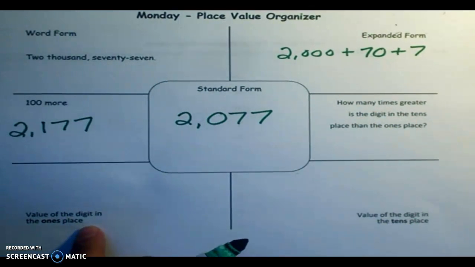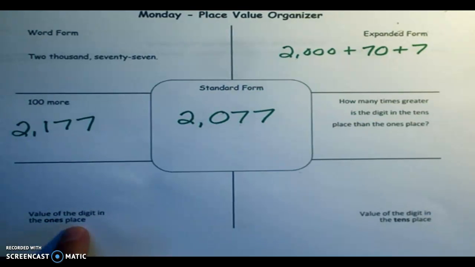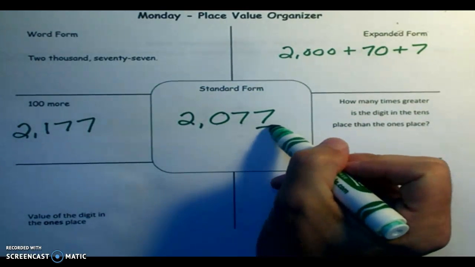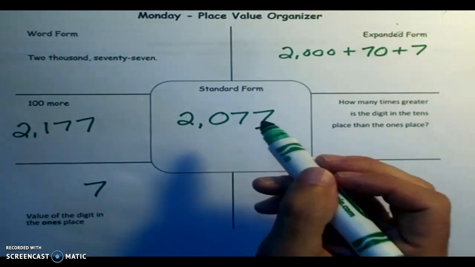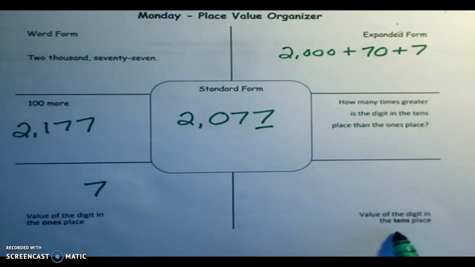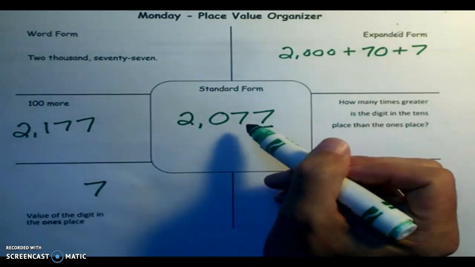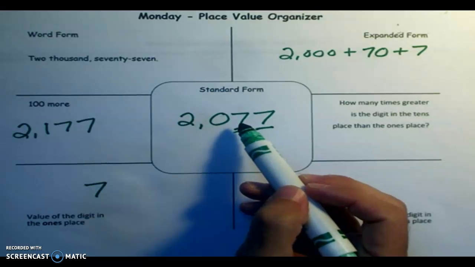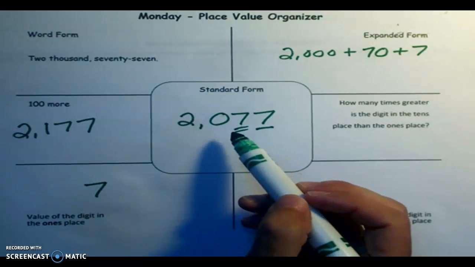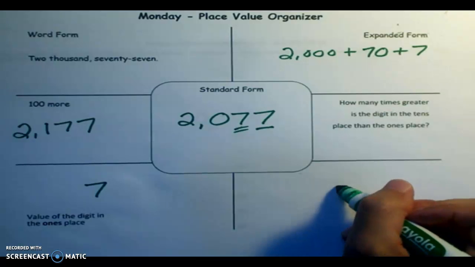So down here, it says, what is the value of the digit in the ones place? So there's my ones place. Well, that's easy. It's just 7. Okay, and then it says, what's the value of the digit in the tens place? So here's my tens place. So that's 7 tens. So 10, 20, 30, 40, 50, 60, 70.